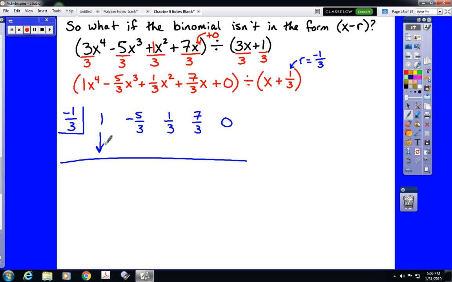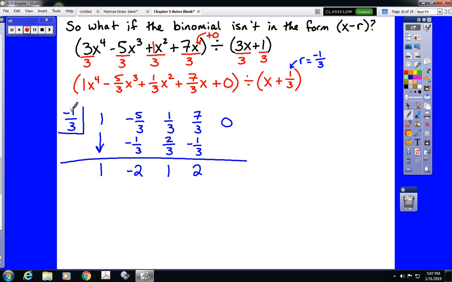First number comes straight down, that's a 1. 1 times negative 1/3 is negative 1/3. Add down. Well, negative 5/3 plus negative 1/3 is negative 6/3, which reduces to negative 2. Negative 2 times negative 1/3 is positive 2/3. Add down, that would be 3/3, or 1. Negative 1/3 times 1 is negative 1/3. Add down, that would be 6/3, or positive 2.